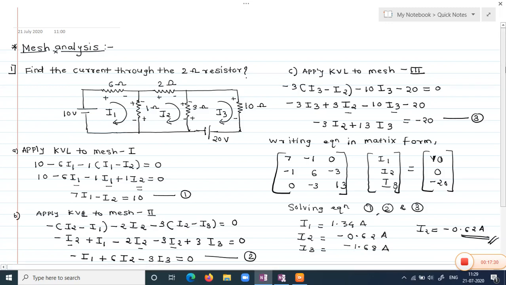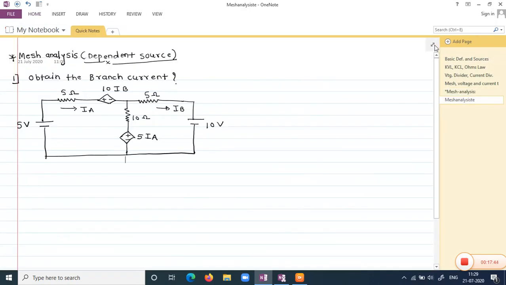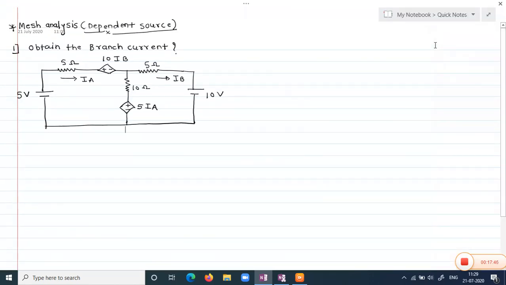We have seen over here the independent sources. Now we have to solve the example based on dependent sources. In dependent sources, your source is depending on some other controlling parameter. Okay, here you have seen the circuit diagram. It consists of dependent sources as well as independent sources.